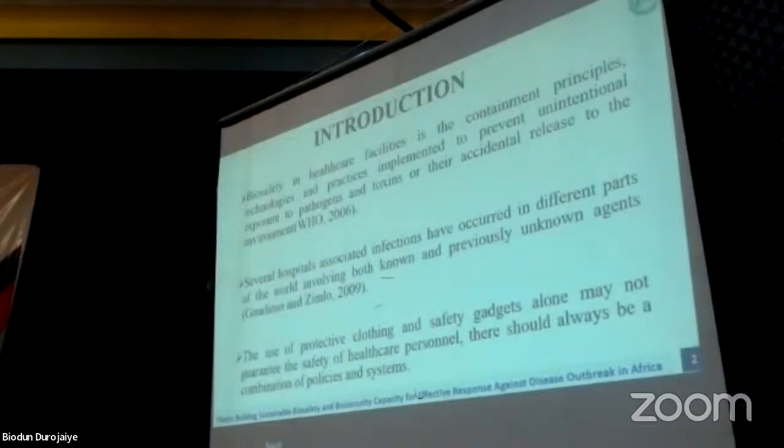Introduction. Biosafety in healthcare facilities is the containment principle, technologies, and practices implemented to prevent unintentional exposure to pathogens and toxins or their accidental release to the environment. Several hospital-associated infections have occurred in different parts of the world involving both known and previously unknown agents. The use of protective clothing and safety gadgets alone might not guarantee the safety of healthcare personnel. Therefore, there should always be a combination of policies and systems. Next slide.